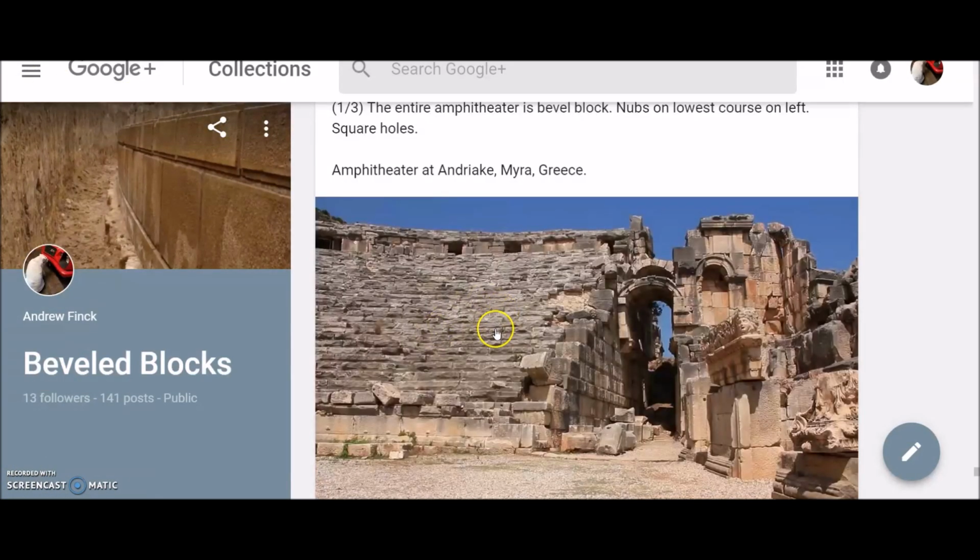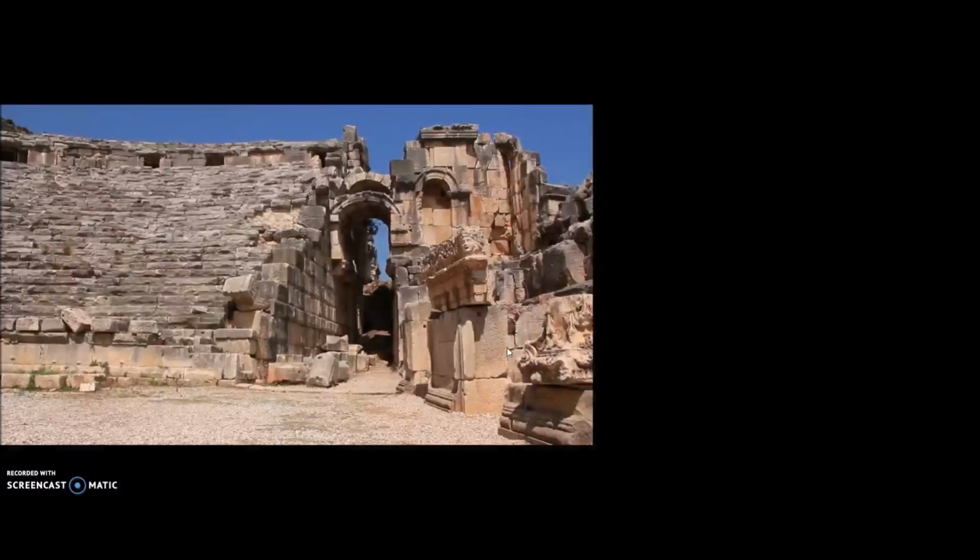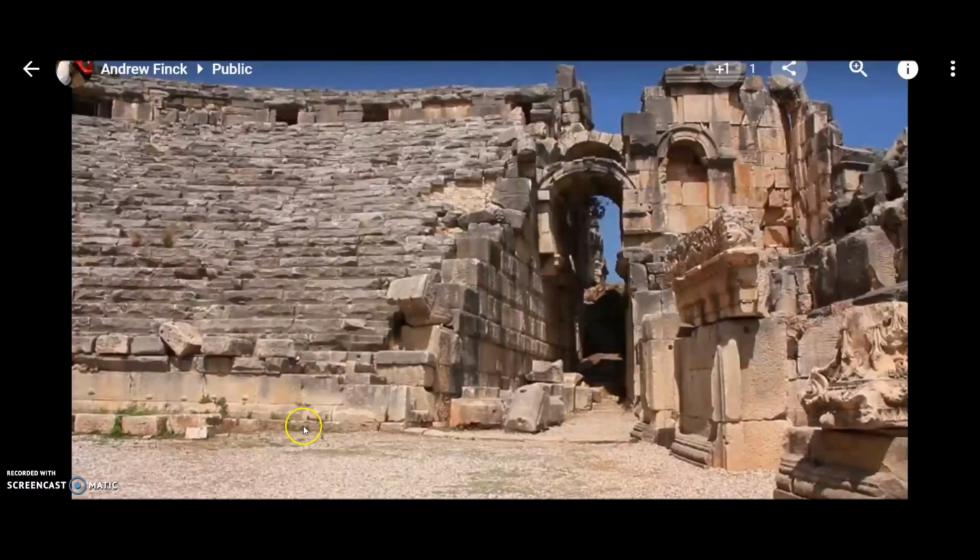Okay, now we are back in Greece at the amphitheater of Andriaki at Myra. And what are we seeing right away? We are seeing nub blocks, square holes, and bevel blocks. More square holes, more bevel blocks. Now, I'm not sure about the artistic elements. I find that the detail and level of execution, similar to some of the artistic elements at Baalbek and other locations.